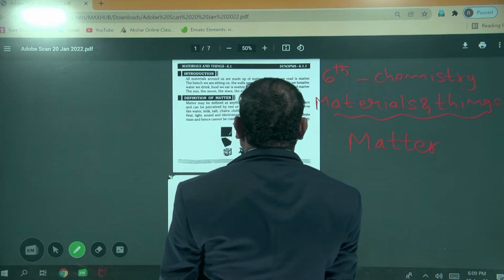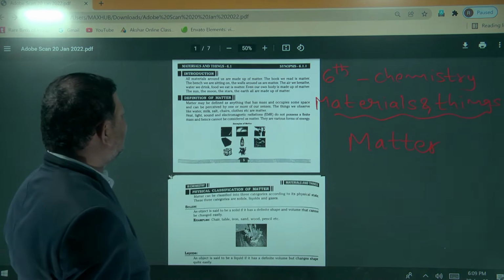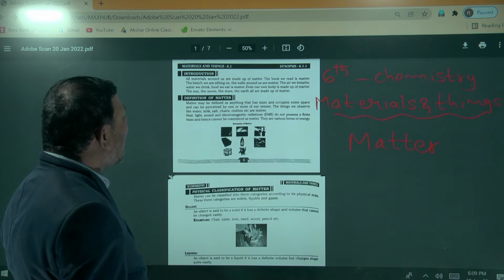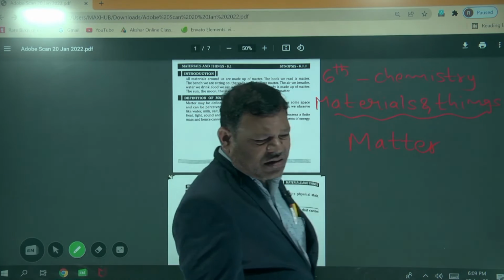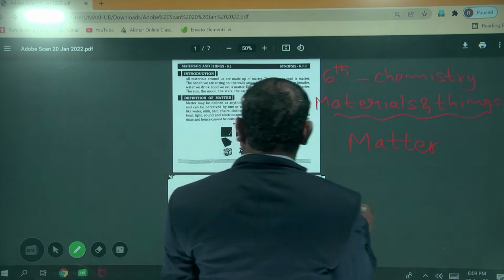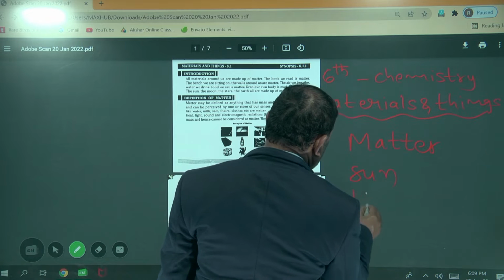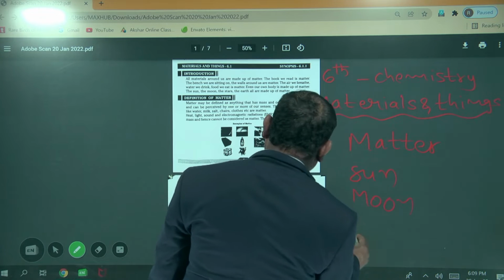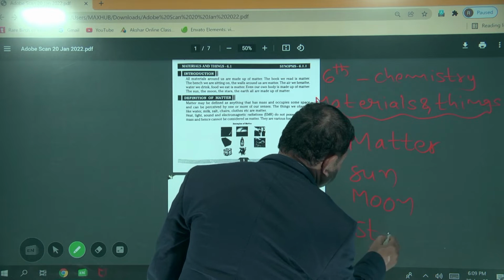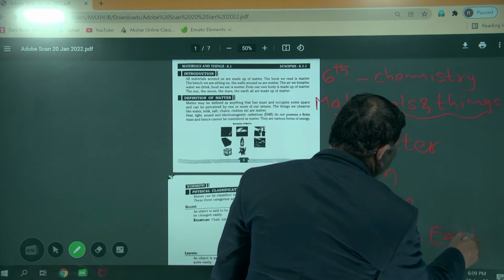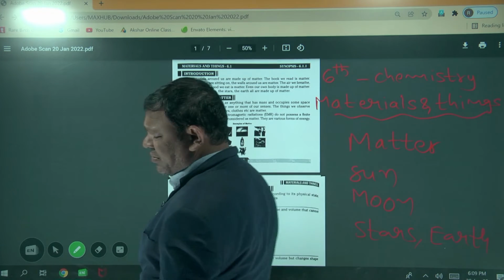The sun, moon, stars, and the earth, all are made up of matter.